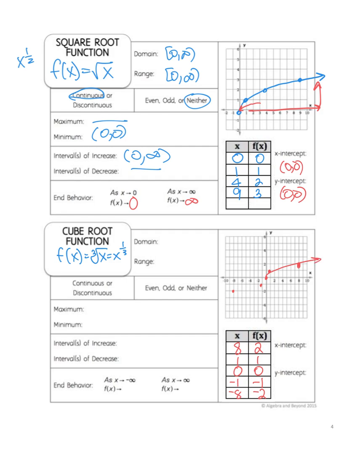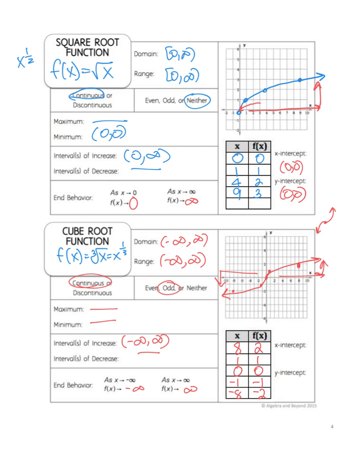And this is what the cubed root function looks like. It is very much like the cubic. Remember the cubic looked like this, but it's on its side. Domain and range are all reals. It is continuous and it is odd. There is no max, no min, strictly increasing over its domain. And as x approaches negative infinity, y is getting lower, so negative infinity. As x approaches positive infinity, y approaches infinity. And the x and y intercepts are 0, 0.